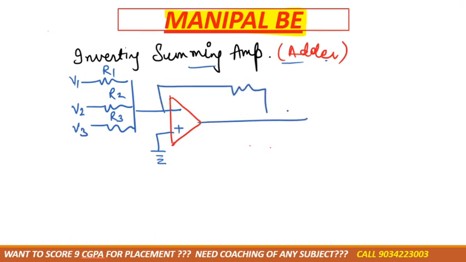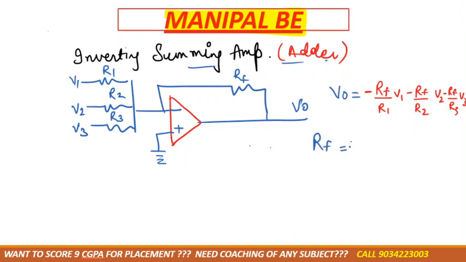and the feedback resistance is RF, the output voltage is V0. The V0 formula is equal to minus RF by R1 V1 minus RF by R2 V2 minus RF by R3 V3. Clear? Any doubt up to here? Now if the values of RF, R1, R2, R3 are all equal, so RF equals R1 equals R2 equals R3, then in that case what would be the output voltage?